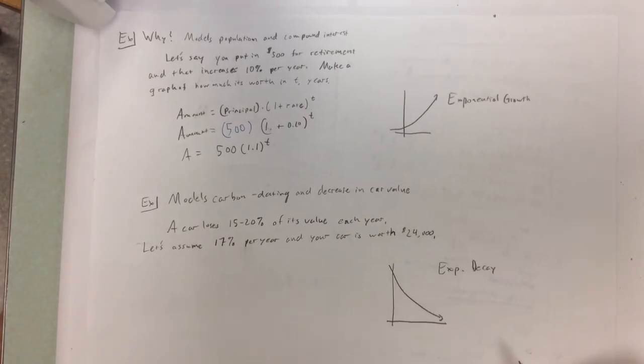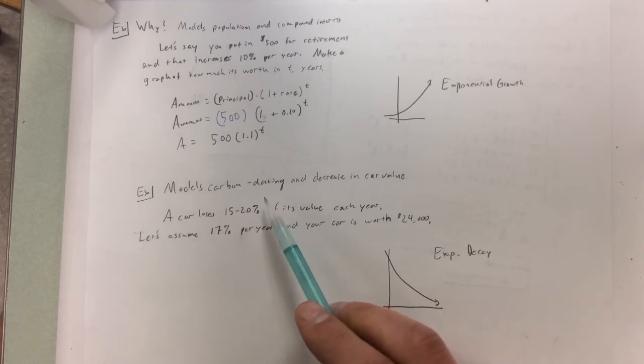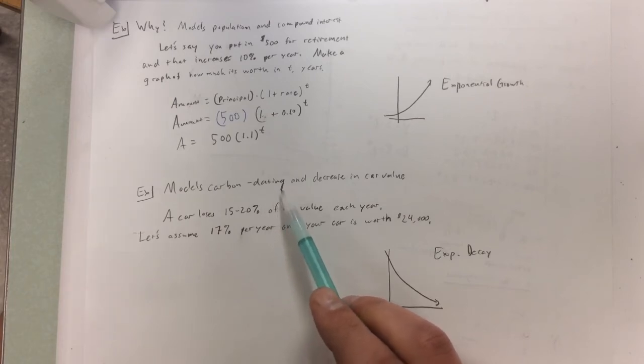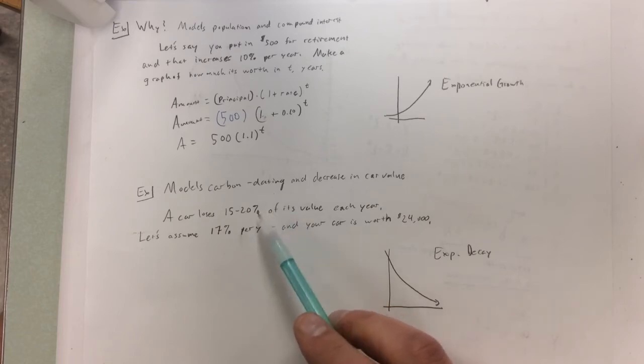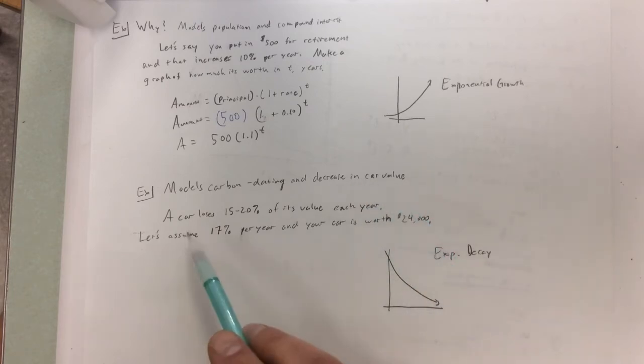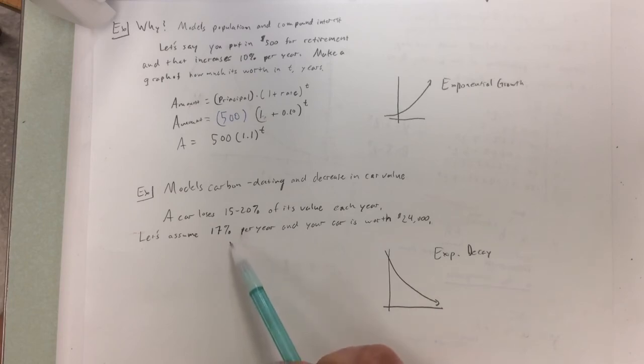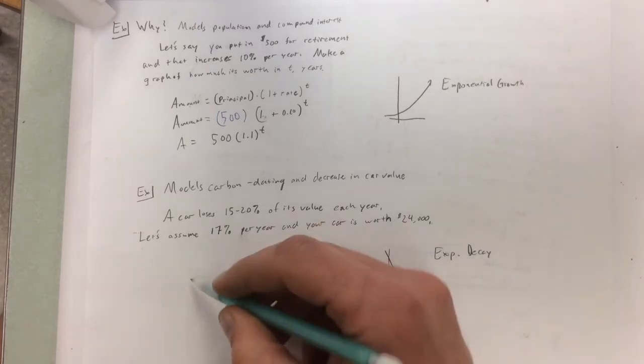And this is normally modeled in the following situations. Carbon dating, if you want to find out how old a rock is, or the half-life of radioactive elements for dating purposes. That's normally modeled by exponential decay. And decreasing car value. For example, a car on average loses 15 to 20% of its value each year. Let's say you just got a $24,000 car and it's going to decrease 17% in value every year. Your car doesn't get worth more, it gets worth less over time.